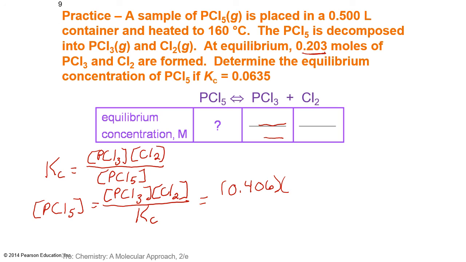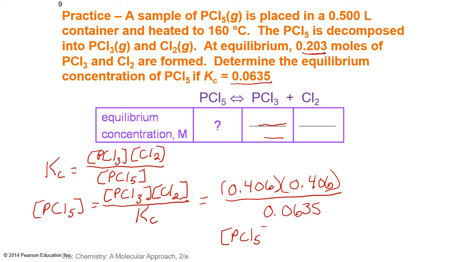for each of the reactants. We can divide by our equilibrium constant. And when we solve that, we find that, oops, not Kc, this is the PCl5 concentration, is equal to 2.60 molar at equilibrium.